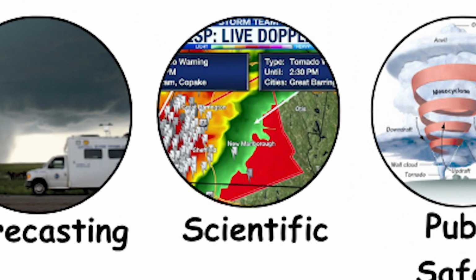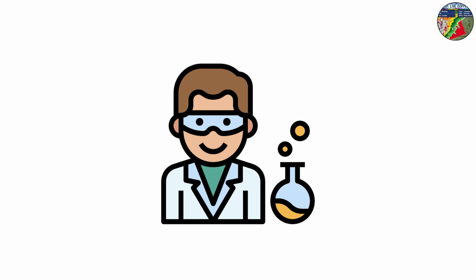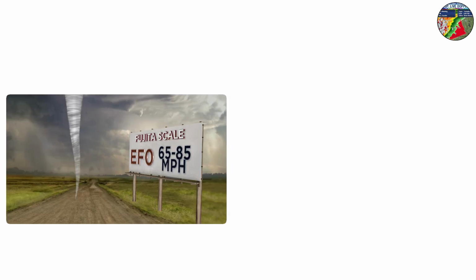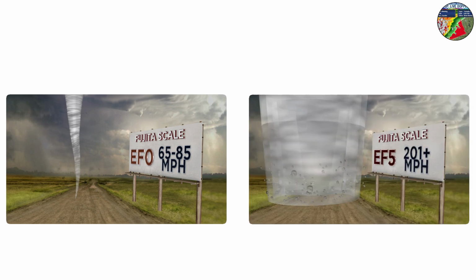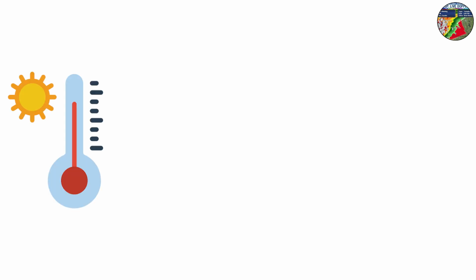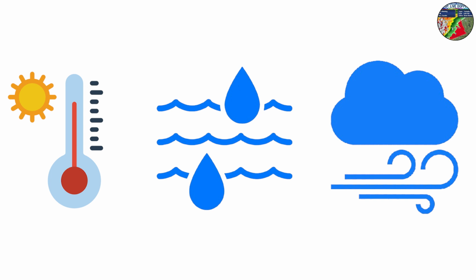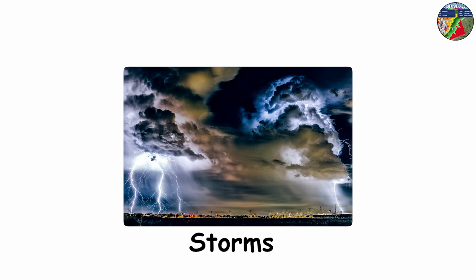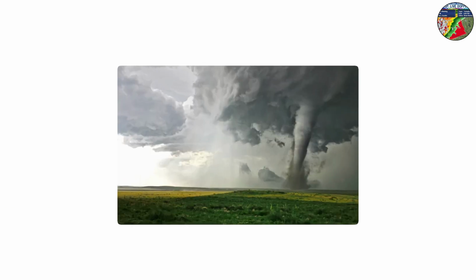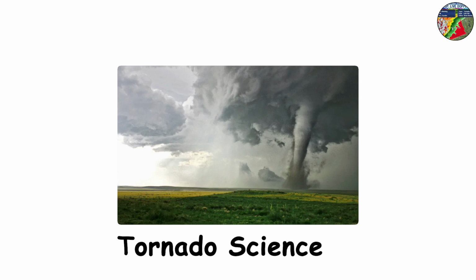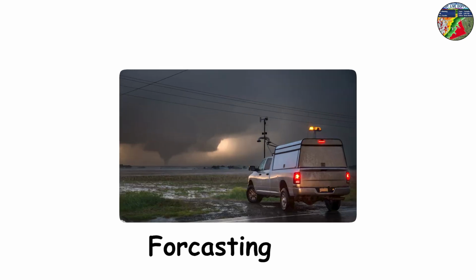Scientific mystery of the RFD. Despite decades of study, scientists still don't fully understand the RFD. Why do some produce weak EF0 tornadoes while others unleash EF5 monsters? What exact mix of temperature, moisture, and wind speed creates the perfect RFD? Projects like VORTEX2 have gathered mountains of data, but the complexity of storms means every case is slightly different. The RFD remains one of the biggest mysteries in tornado science, and unlocking it could revolutionize forecasting.